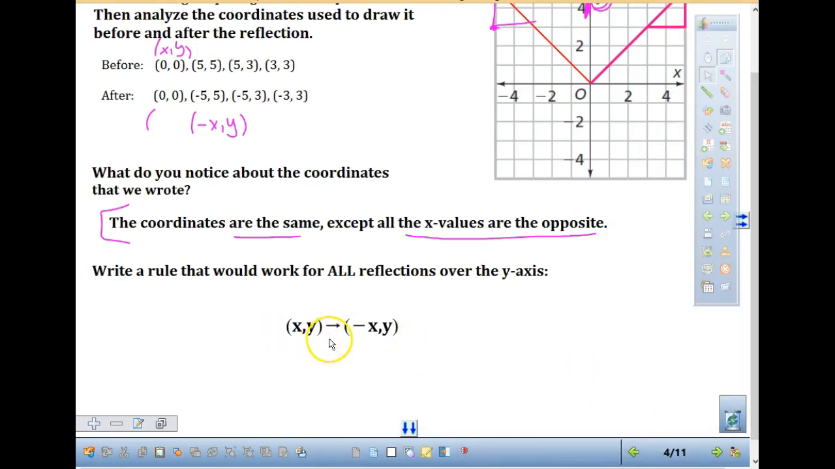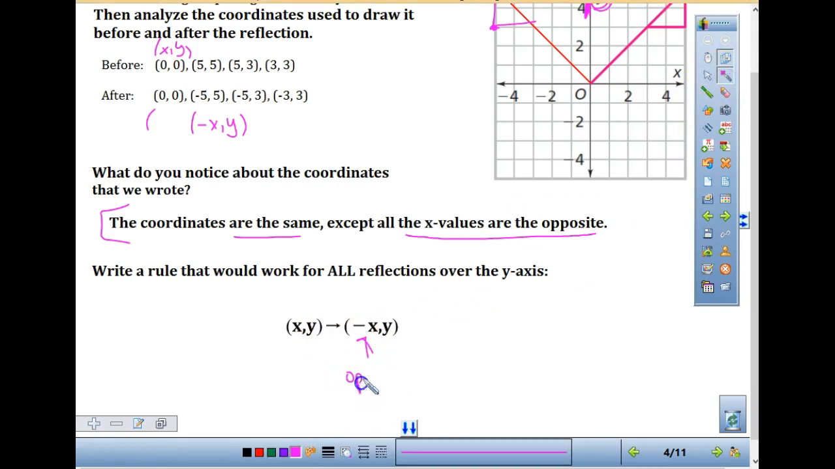So our rule is written this way. (x, y) changes to (opposite x, y). Remember, this is the opposite of x. Please write opposite x. And then the y is exactly the same number. So whatever your x coordinate is, becomes the opposite, and then the y. So we're going to go to another flag one. This one was reflected over the y-axis, the top of the next page, notes.